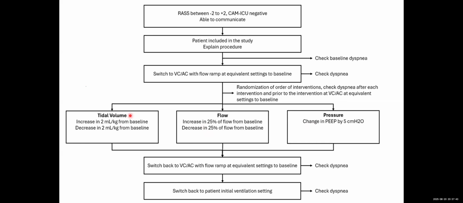We're going to make the change in the tidal volume, increase by 2 or decrease by 2, increase or decrease the flow by 25%, and increase the PEEP by 5. And after every change, we're going to go back to the VC-AC at the setting that was here initially. And after we do that, we go and do the next change. So at least we have a set baseline, and we can check and compare the dyspnea with each step. Each change we'll do about 3 minutes. And after we do all these changes, we're going to put the patient back to the initial ventilator setting.